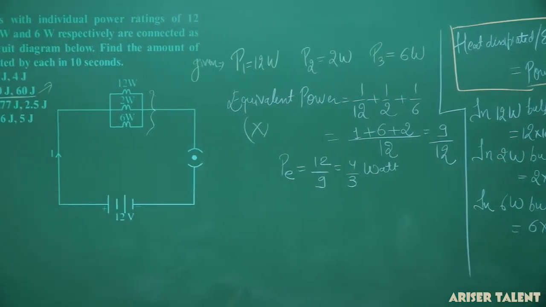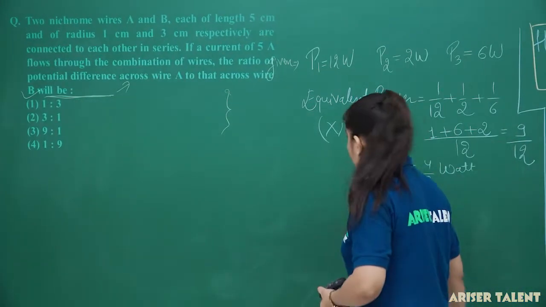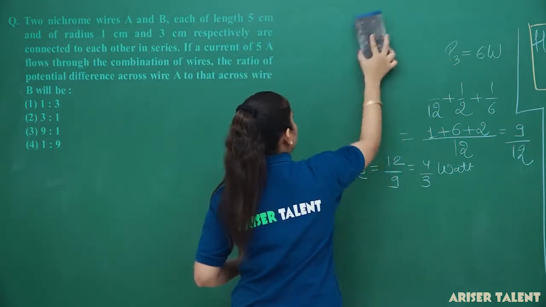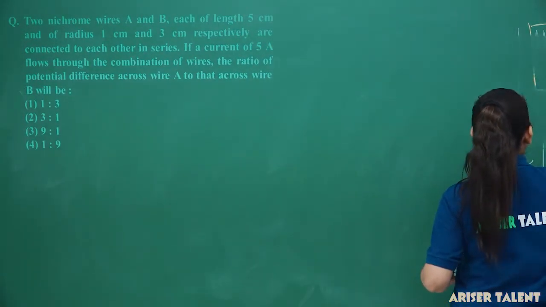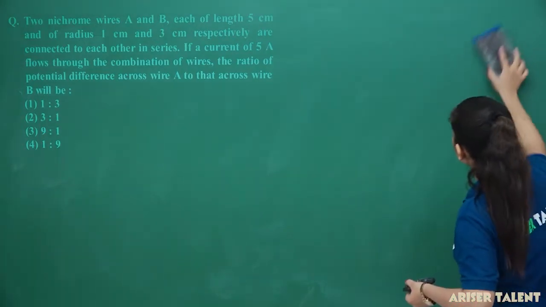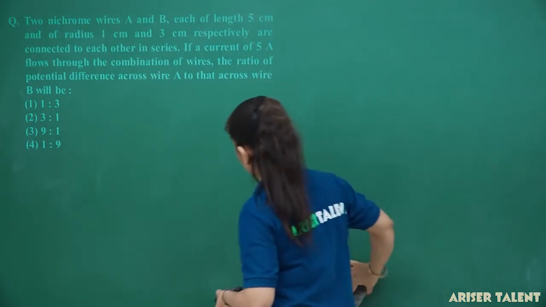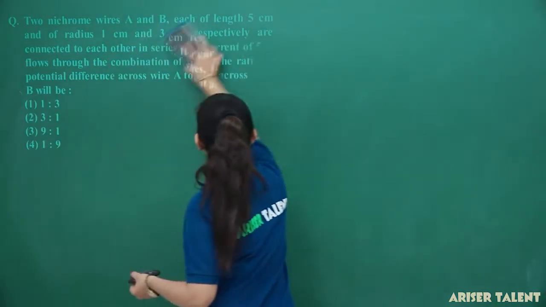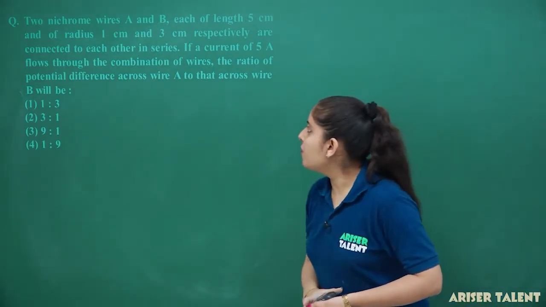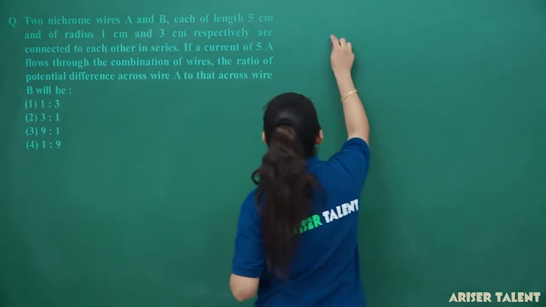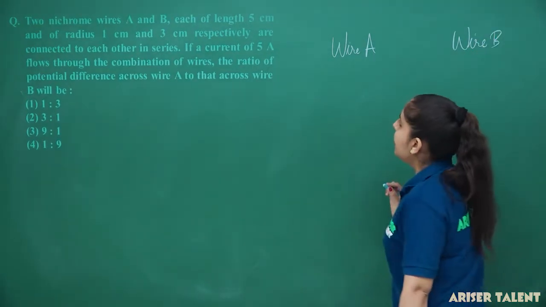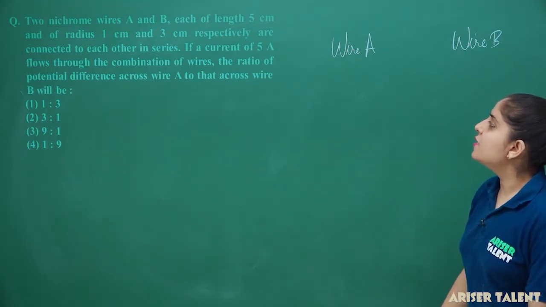Now, let us move to the next question in this sequence we have. Nichrome wires A and B. So you are provided with two wires. So this is our wire number A and this will be our wire number B, each of length 5 cm and radius 1 and 3 respectively.